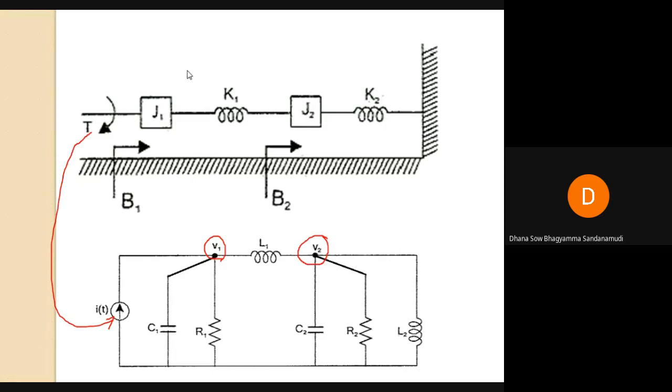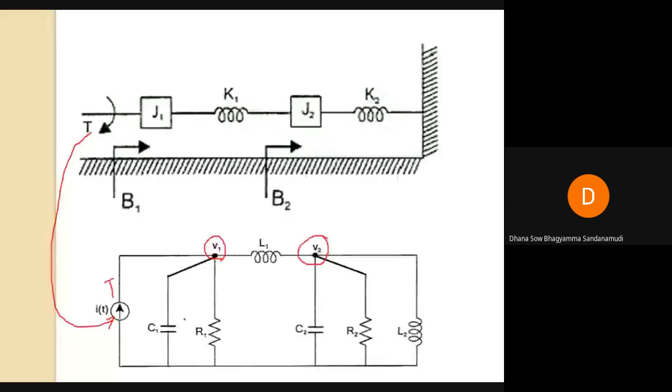Next, what is it? B1. B1 is analogous to 1/R. 1/R means we must connect in parallel. So from the node, connect the resistor in parallel. That's all. These three terms J1, B1, T are over. This is T, this is J1. J1 is C, and R is B.